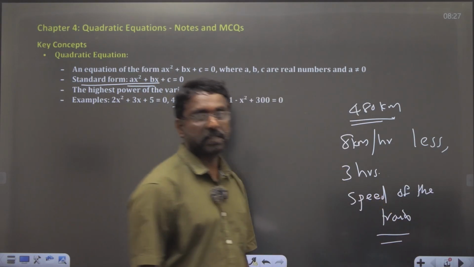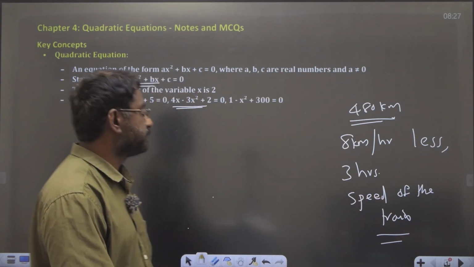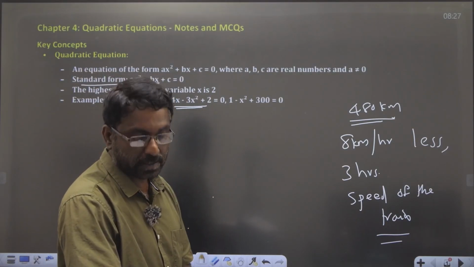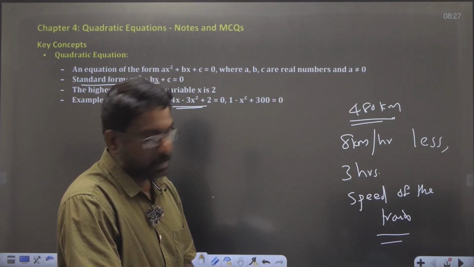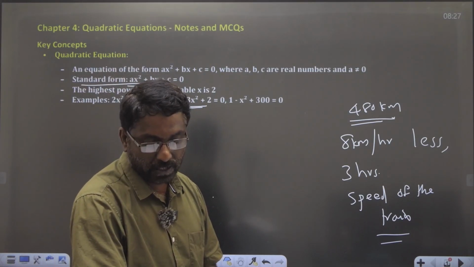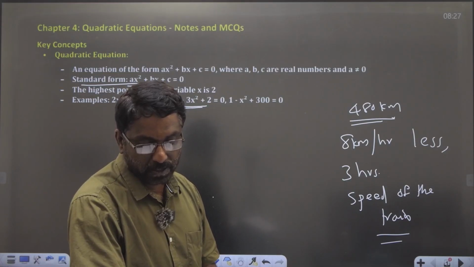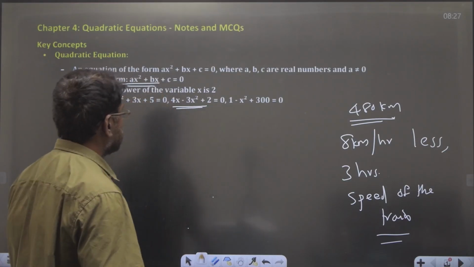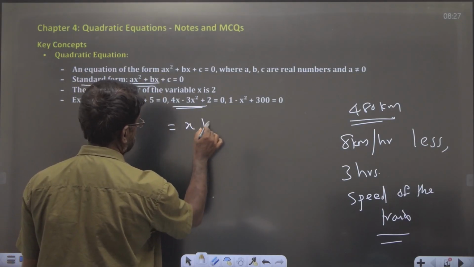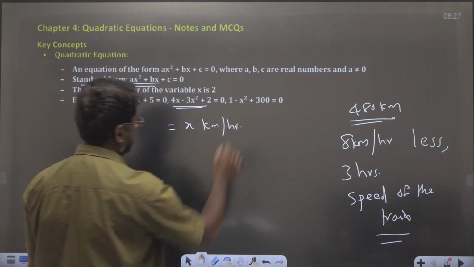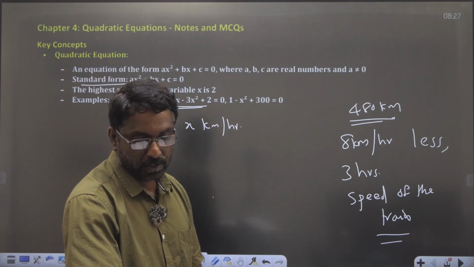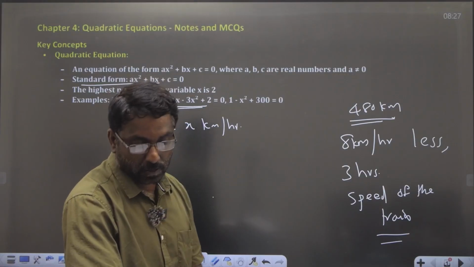Form a quadratic equation. There is no need to solve this equation. Just find out the quadratic equation. That is the question. So what we have to find, take it as x. That is the first step. Here we have to find the uniform speed of the train. So let the uniform speed of the train be x kilometer per hour.